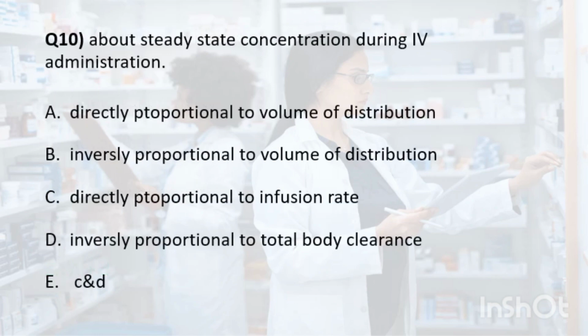Steady state concentration during IV administration is: directly proportional to volume of distribution, inversely proportional to volume of distribution, directly proportional to infusion rate, inversely proportional to total body clearance. C and D. The correct answer is C and D.